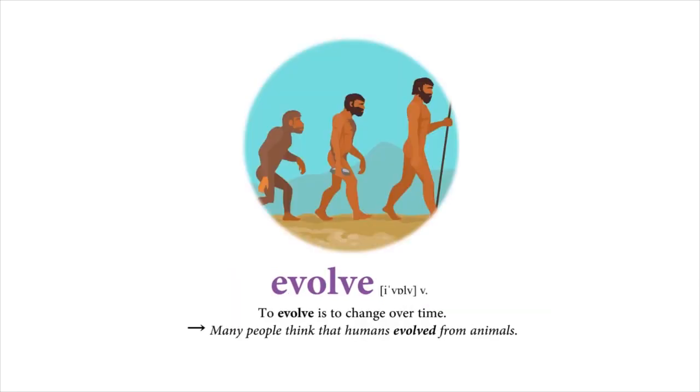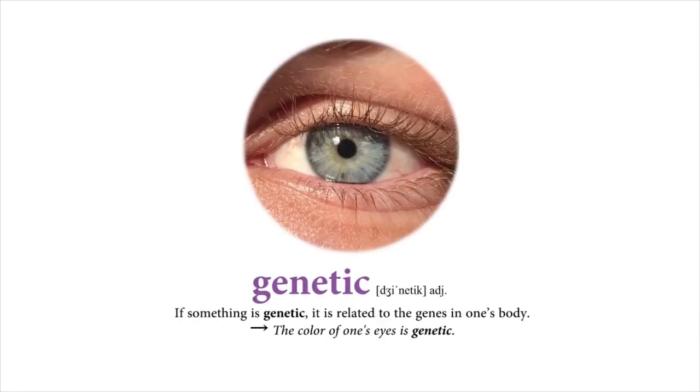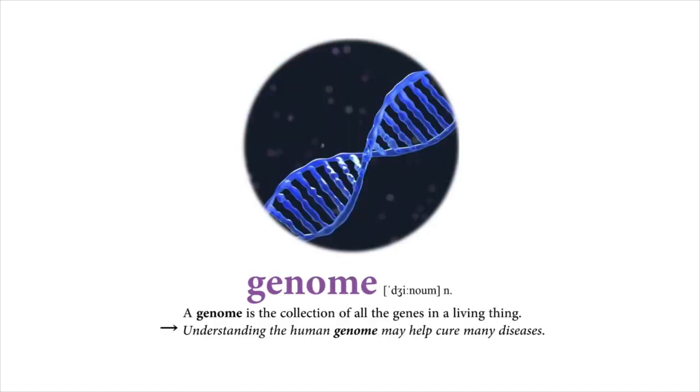Evolve. To evolve is to change over time. Many people think that humans evolved from animals. Factor. A factor is something that has an effect on the way another thing happens. Smoking is the main factor that causes lung cancer. Genetic. If something is genetic, it is related to the genes in one's body. The color of one's eyes is genetic. Genome. A genome is the collection of all the genes in a living thing. Understanding the human genome may help cure many diseases.